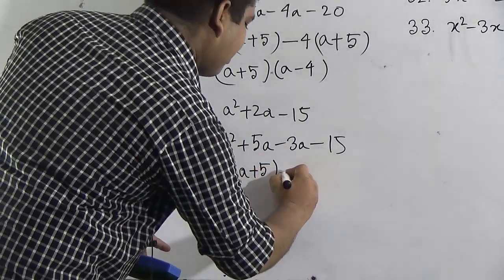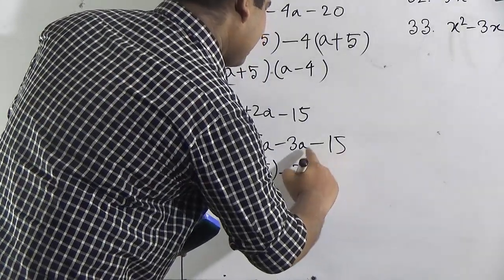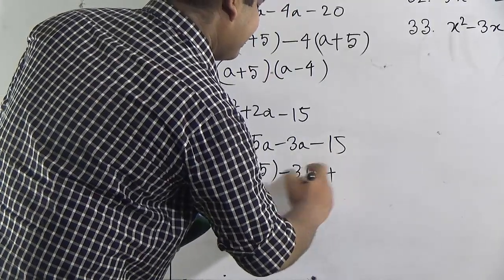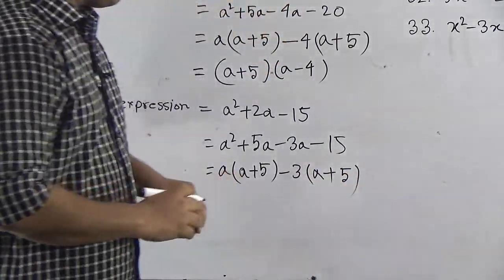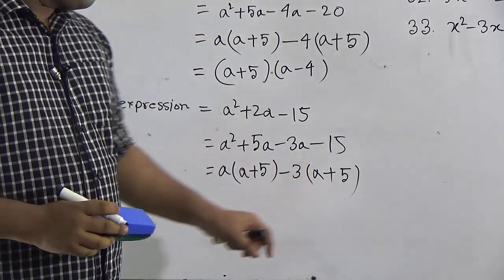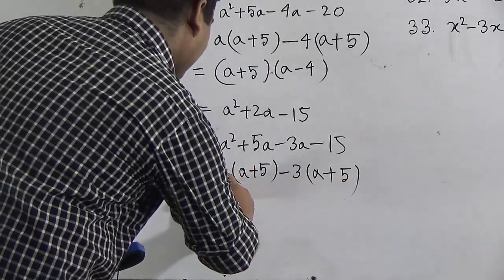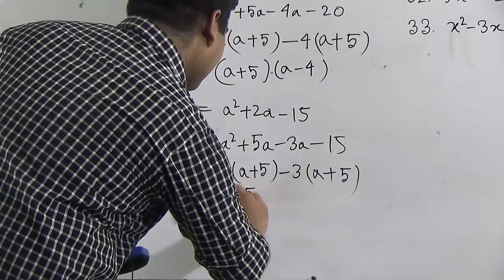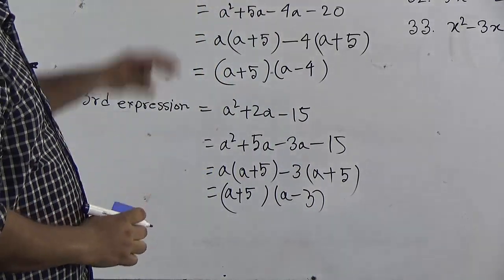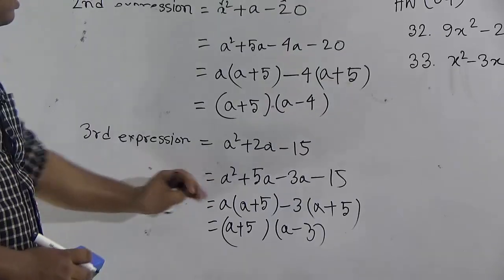Then next, minus 3 is common. If we divide this term by minus 3, then we get a. And if we divide minus 15 by minus 3, then we get plus, and dividing 15 by 3, we get 5. That means if we divide by minus 3, then we get a plus 5. My dear students, notice from this whole expression a plus 5 is common. So take a plus 5 as common and left a minus 3. So, dear students, first expression resolving into factors done, second expression done, third expression done.